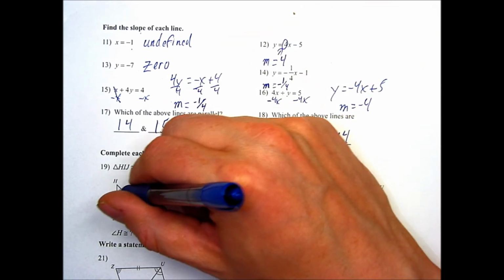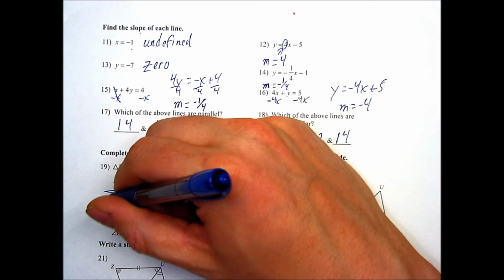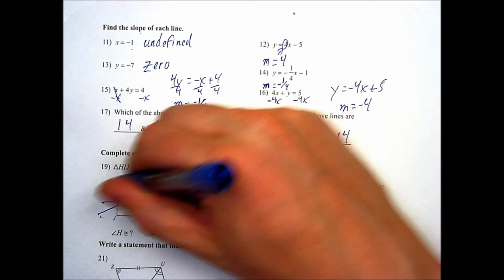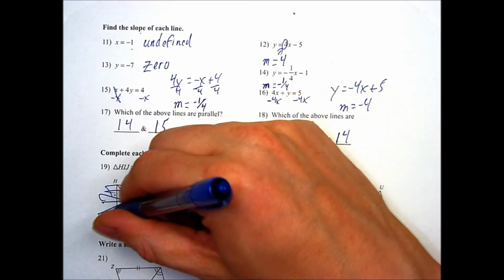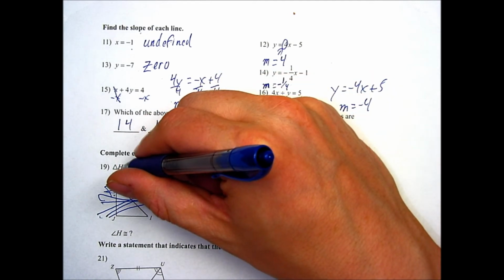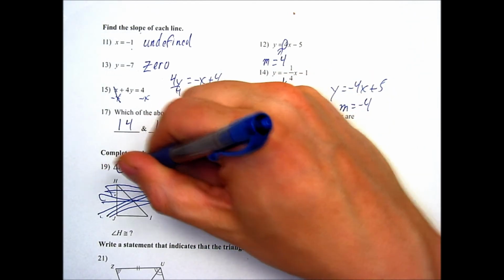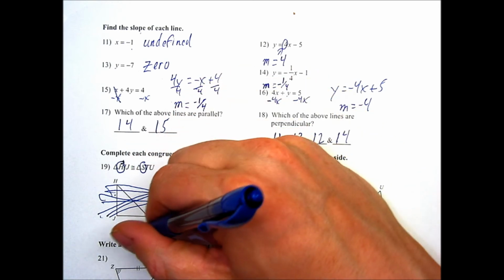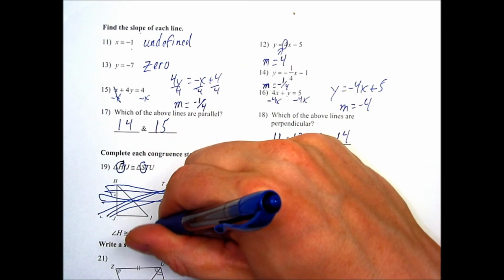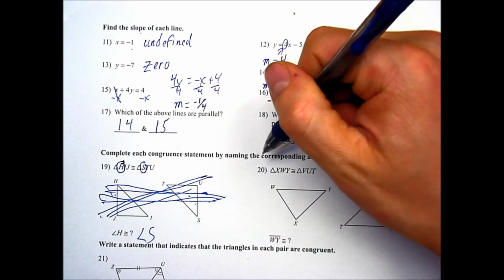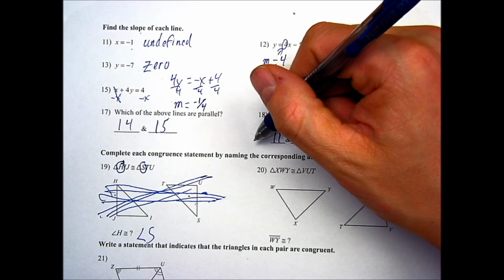Alright, complete each congruent statement. Question 19. The picture here is utterly useless. The picture does not matter. It's what states up above that matters. H goes with S. They're in the same spot. So angle H goes with angle S. Don't even look at the picture here. It's just going to confuse you.